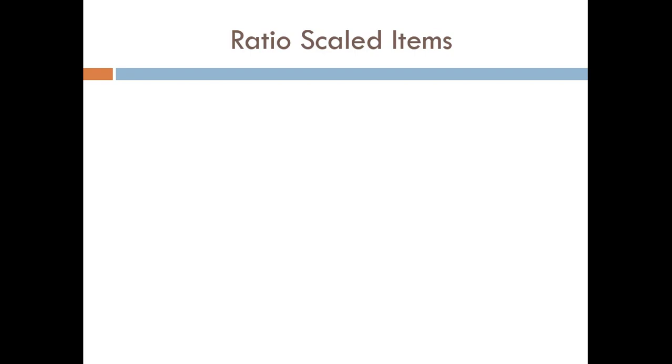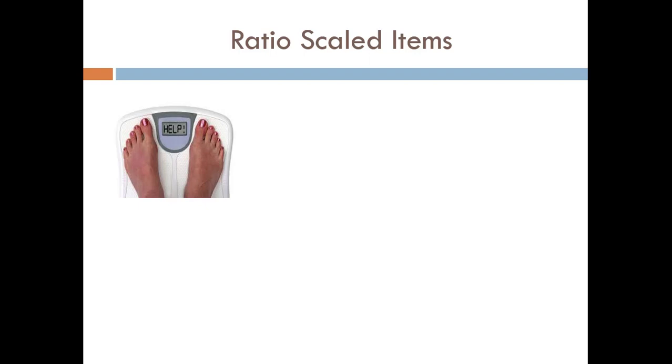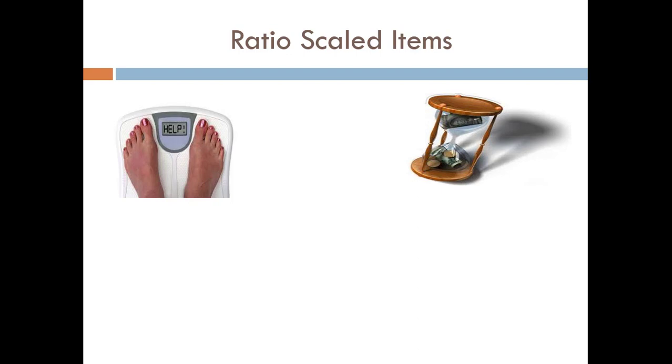Lastly, we have ratio scale items. Unlike interval scaled items, ratio scaled items have an absolute zero. In other words, when we get to zero on the measurement of that variable, it means that that variable does not exist. For example, 0 pounds truly is the absence of weight. Money and time are other examples of ratio scaled items.